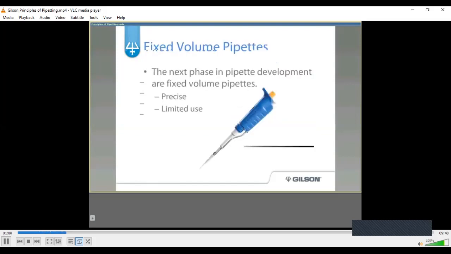The next phase in pipette development are fixed volume pipettes. These are very precise, however, they have limited use. They are still in use today, and they can be used for very specific applications, specifically in GLP labs and any sort of student lab.